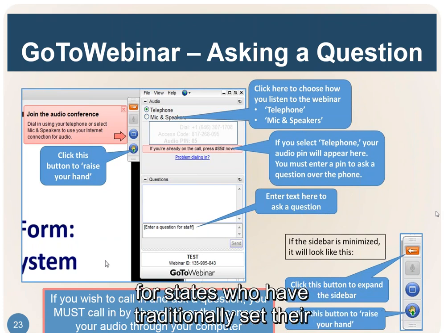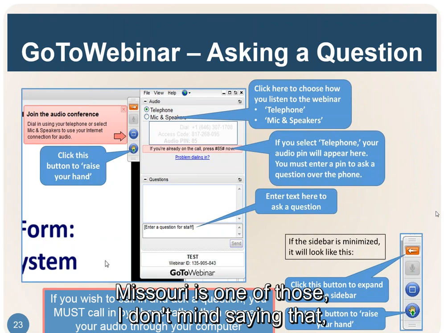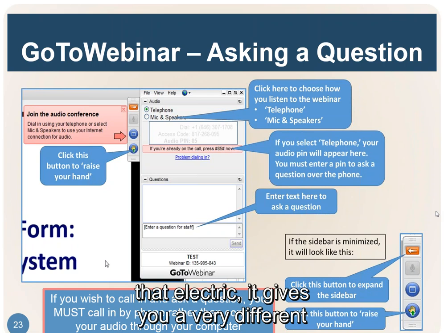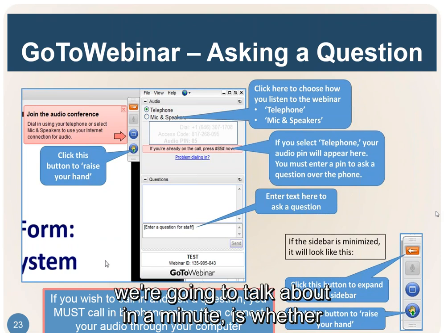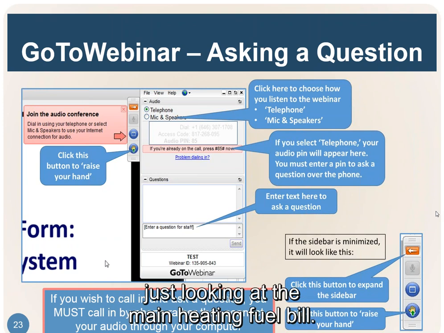You know, for states who have traditionally set their benefit matrix amounts, and I'll be honest, Missouri is one of those, I don't mind saying that, we put it mainly on main heat, and if you don't include that electric, it gives you a very different perspective on this. Okay. Yes, and that is also something that we're going to talk about in a minute, whether you're looking at the total bill or whether you're just looking at the main heating fuel bill.